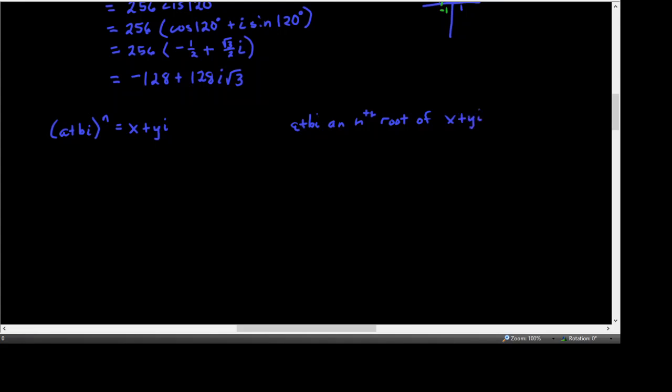Let me make this an example that you would understand a lot better. If I said 7 cubed is equal to 343, then I would be saying that 7 is a cube root of 343. So hopefully that makes sense to you.